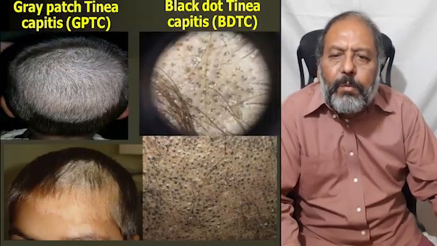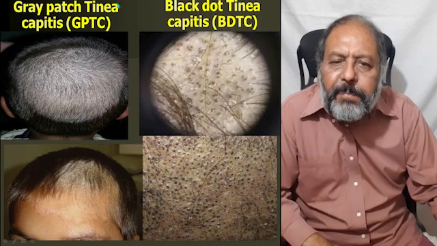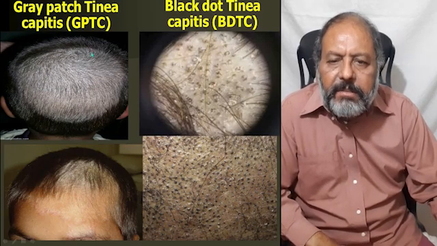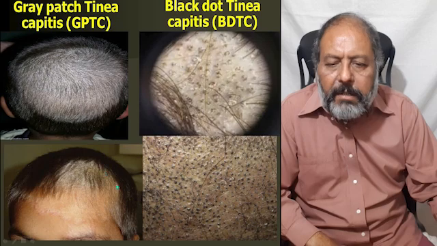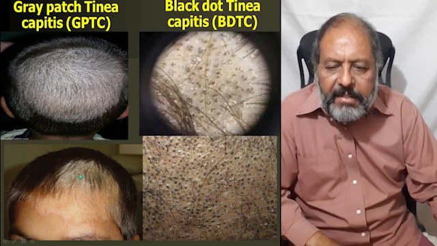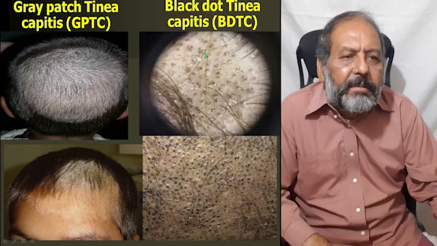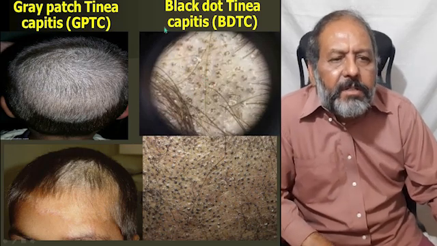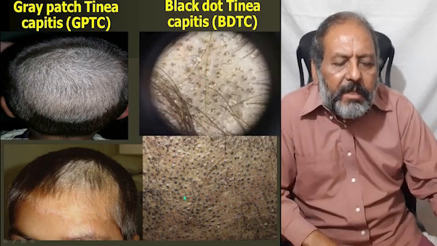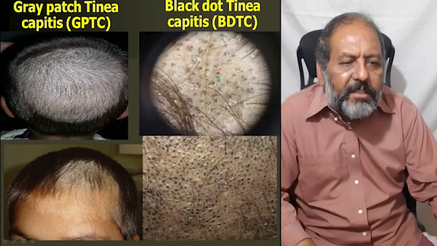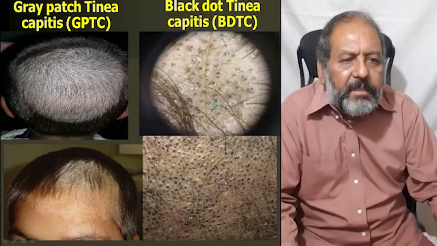Now, here one can see the grey patch Tinea capitis, as one can appreciate the grey patch on the scalp, and these are the grey patch Tinea capitis. And here there is black dot Tinea capitis, as one can appreciate the black dots on the scalp because of these lesions.